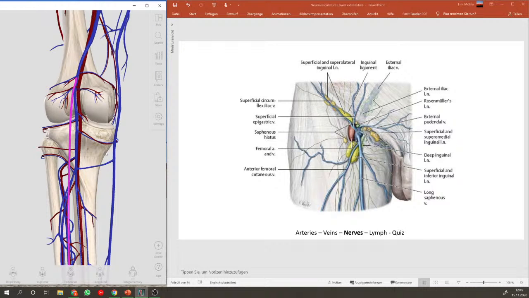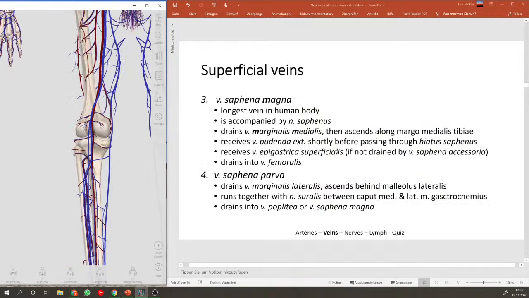Really, so basically remember for the deep veins it is mostly like for the arteries, and for the superficial veins you have vena saphena magna and parva, and yeah, these, but really the most important ones are saphena magna and parva. Alright, anything else we can see here? Yeah, maybe some lymph nodes, but yeah, alright.